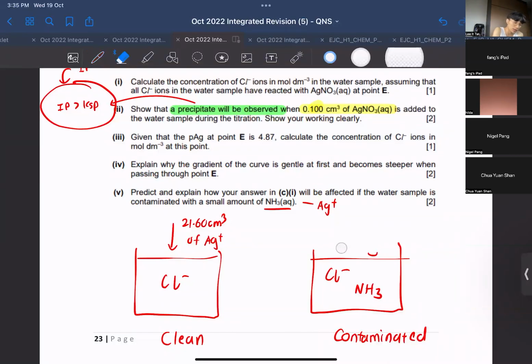Okay, let's split this up actually. Cl minus requires the same 21.6 cm cube of Ag plus. Agree? Okay, the same amount of Cl minus still requires the same amount of Ag plus to completely react. But is that all the Ag plus you're going to be adding? No, right? Because you are going to have ammonia reacting with Ag plus also. So imagine this, let's just put in some fake numbers. Okay, we need like 5 cm cube of Ag plus to react with the ammonia.